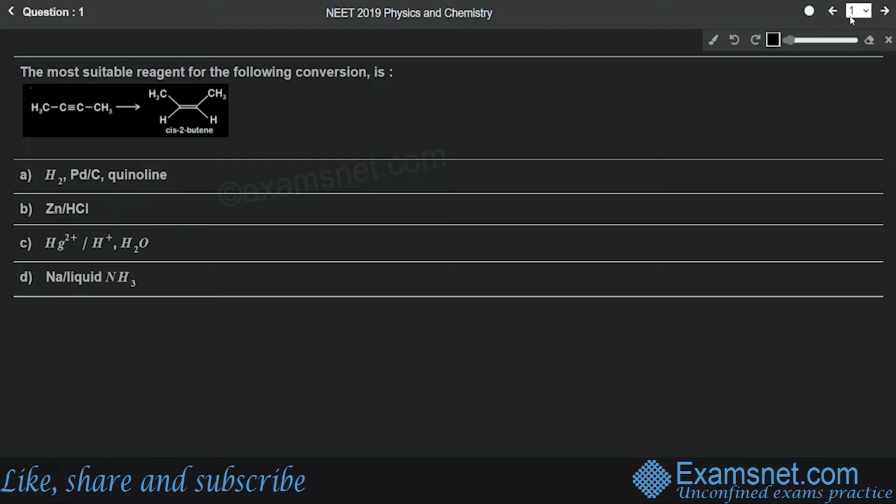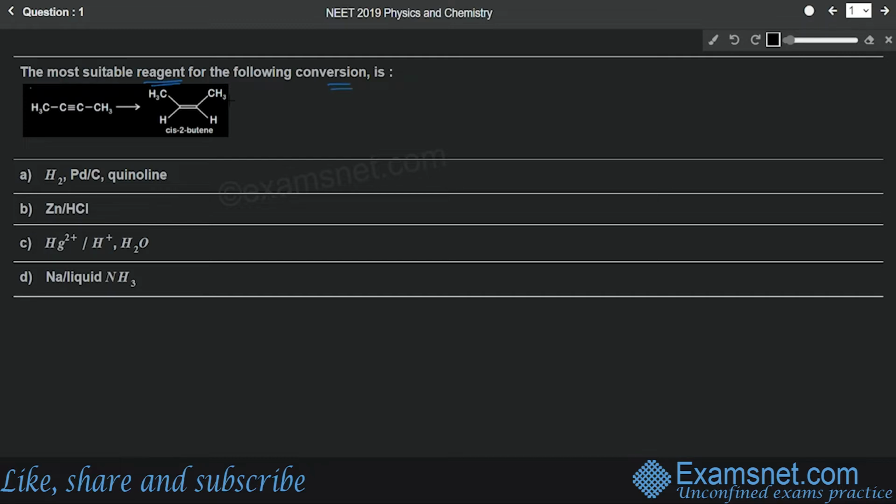So in this session, we are going to discuss the chemistry questions from NEET paper 2019 and we have 45 questions here. Okay, so let's start the session. The first question is from the chapter hydrocarbons. Okay, and the question is: the most suitable reagent for the following conversion is.